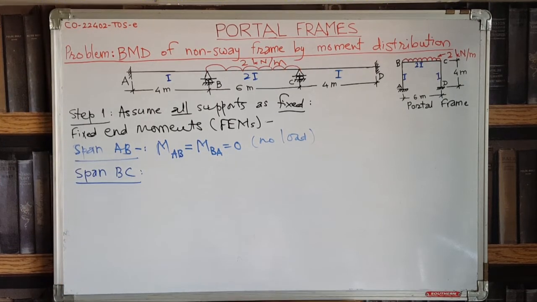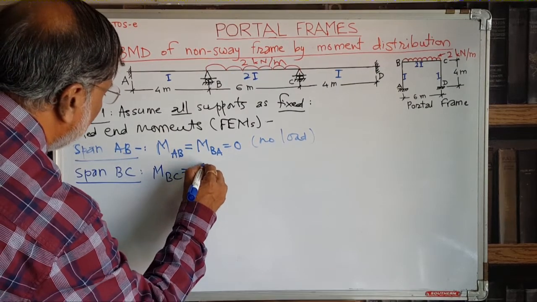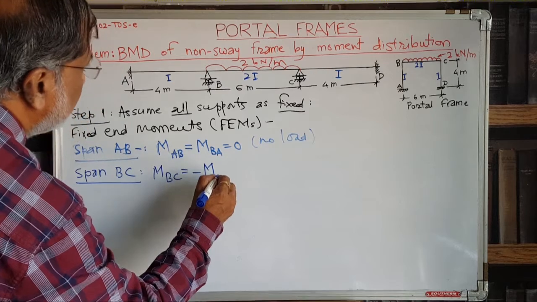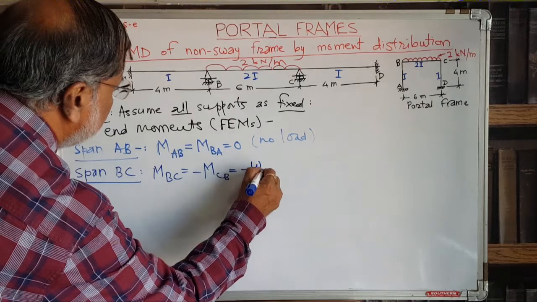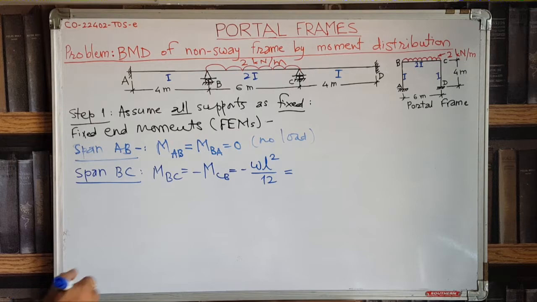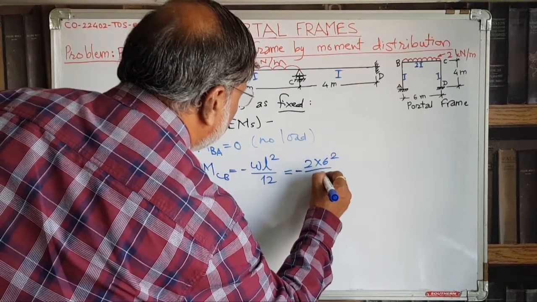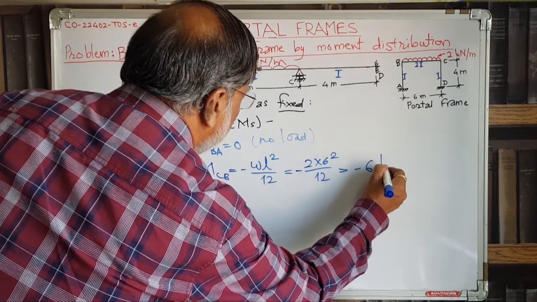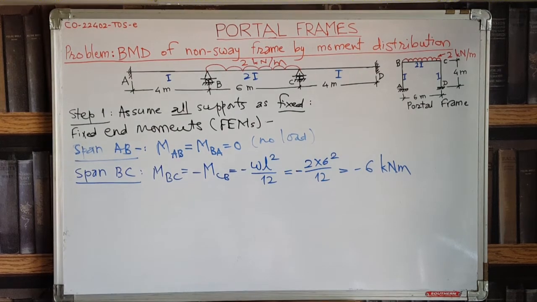The fixed end moment MBC will be equal to minus fixed end moment MCB, equal to minus WL square by 12. This is equal to minus 2 into 6 square by 12. This will work out to be minus 6 kilonewton meter. This is our usual procedure of calculation of fixed end moments as in fixed beams.